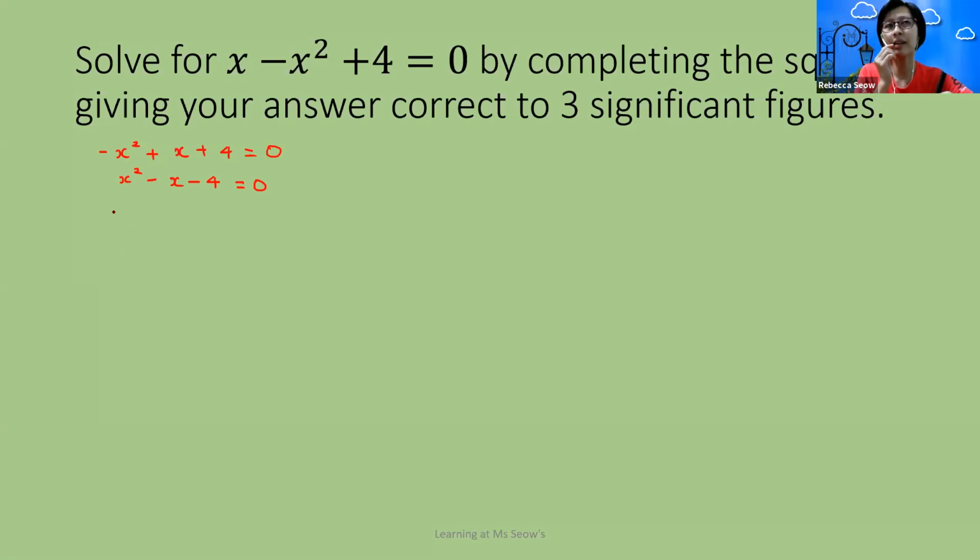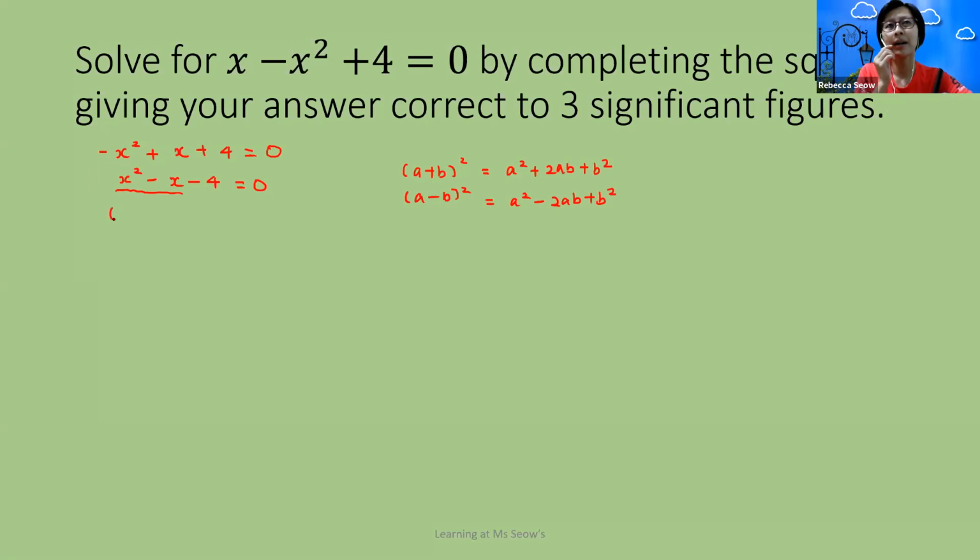When we complete the square, what we are trying to do is, with the first two terms here, force this into a square. Like for example, what we have learned in Secondary 2 is a plus b whole thing squared, which expands to a squared plus 2ab plus b squared. And another form is a minus b whole thing squared, which expands to a squared minus 2ab plus b squared.